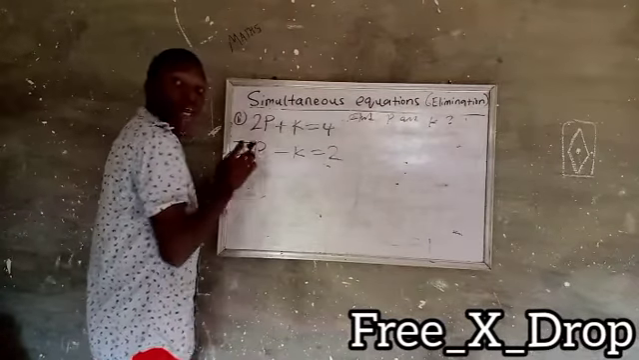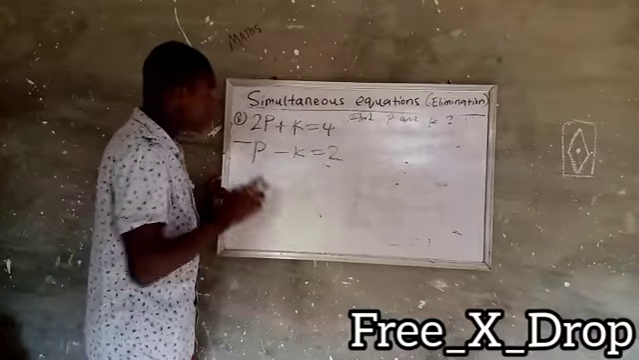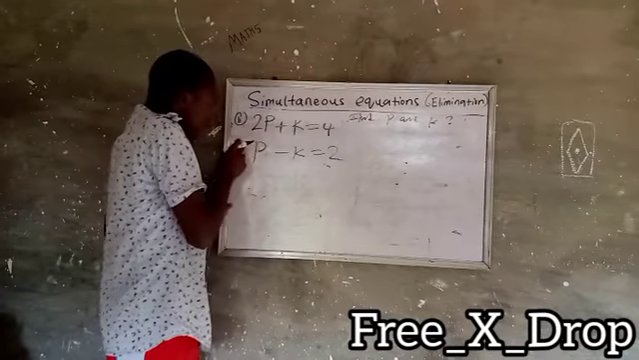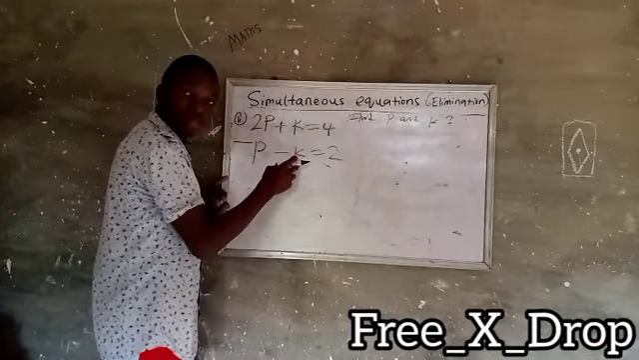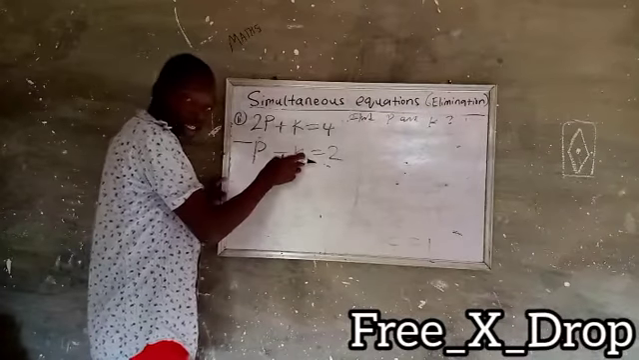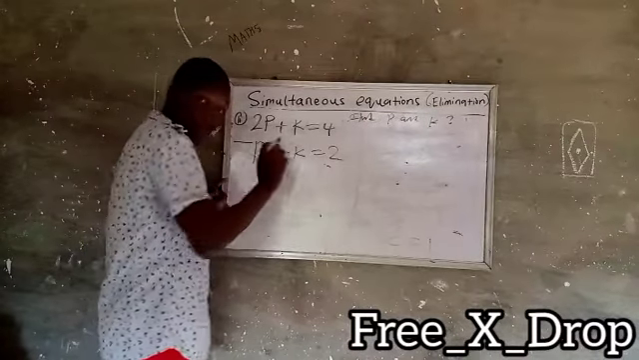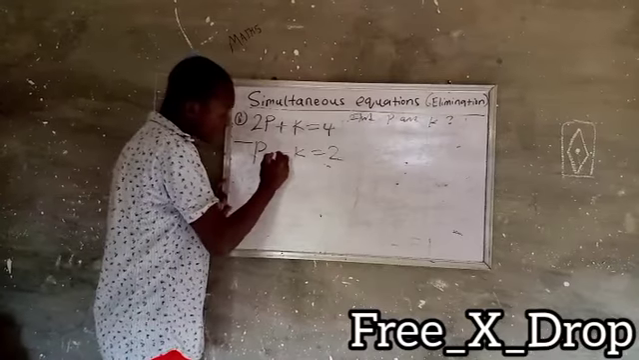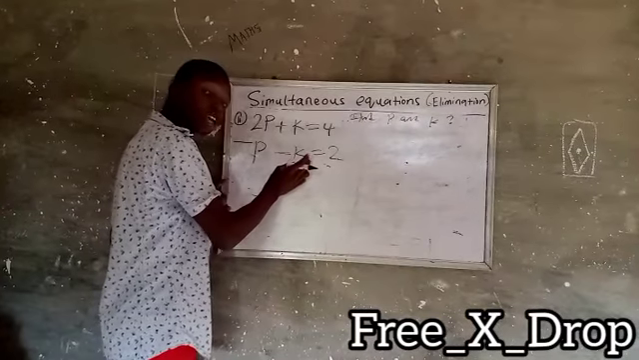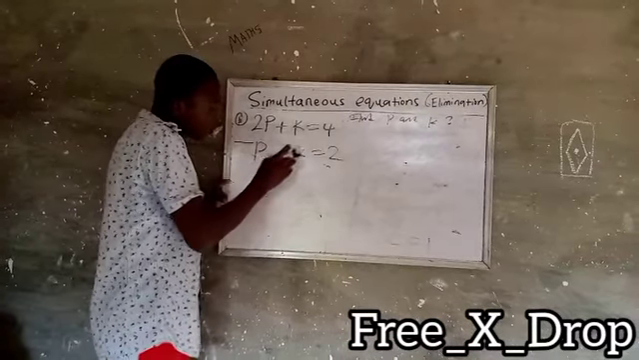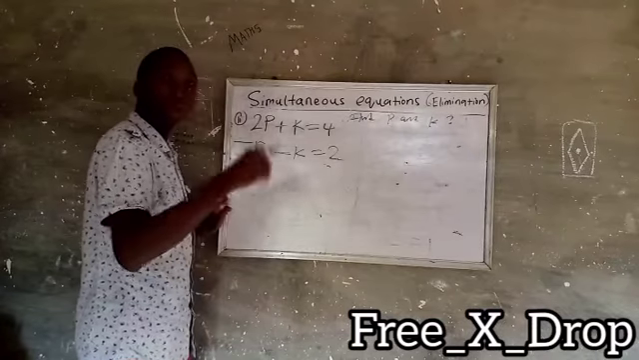2p minus p, you said it was p, right? You said p, that's correct. Now k minus k, it is not k minus k. I've told you this before, that the minus here belongs to this next number. So k minus k will give you plus.